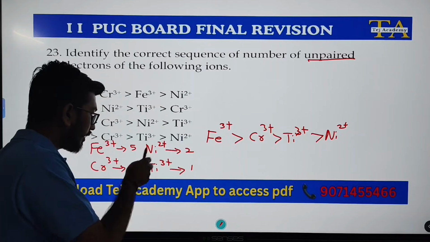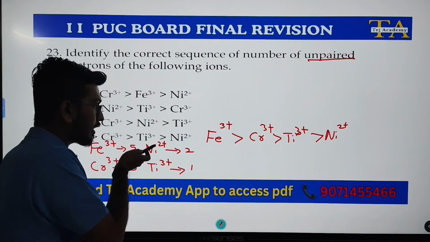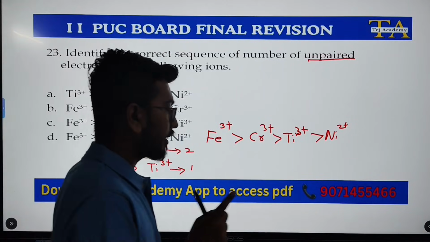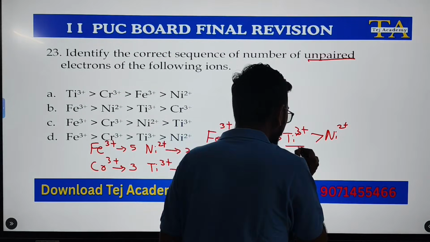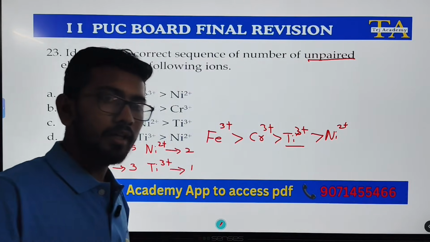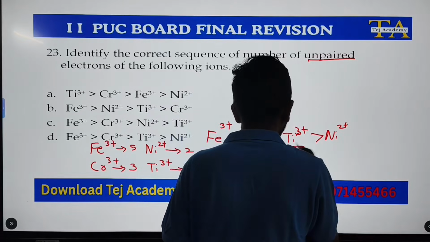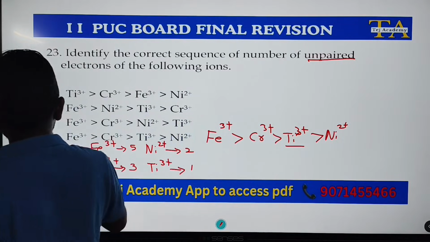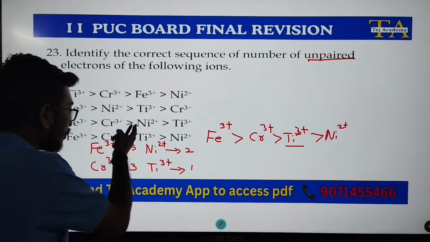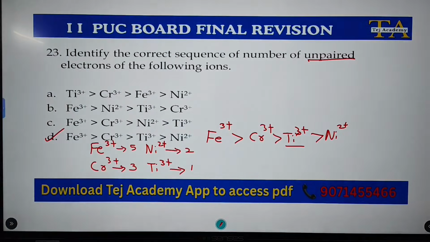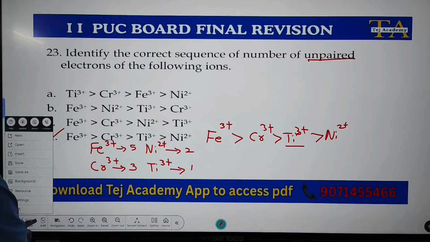See, according to the number of unpaired electrons, first I have to write Ni2+, then Ti3+. But the exception is there. Always remember, Ti3+ is more stable than Ni2+. So because of that, we are arranging like this. So option D is the right answer. See, they gave 2 options also. So we have to check based upon the stability, we have to identify. So for the 23rd question, option D is the right answer.